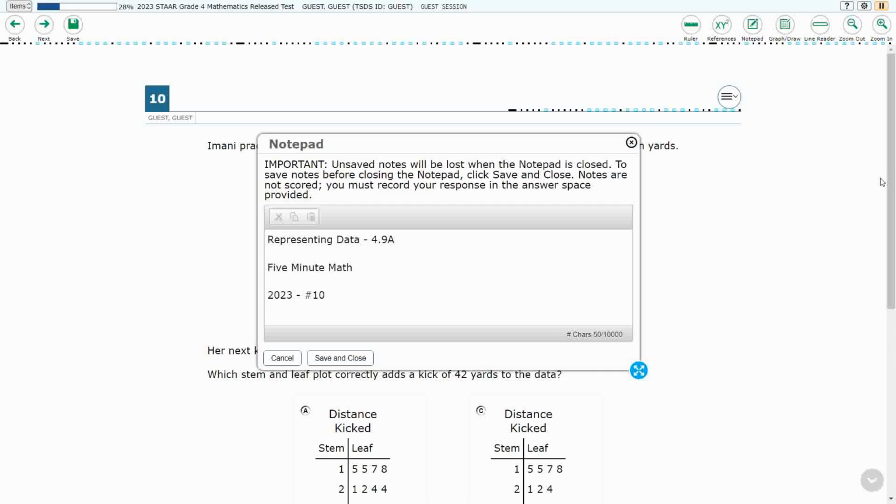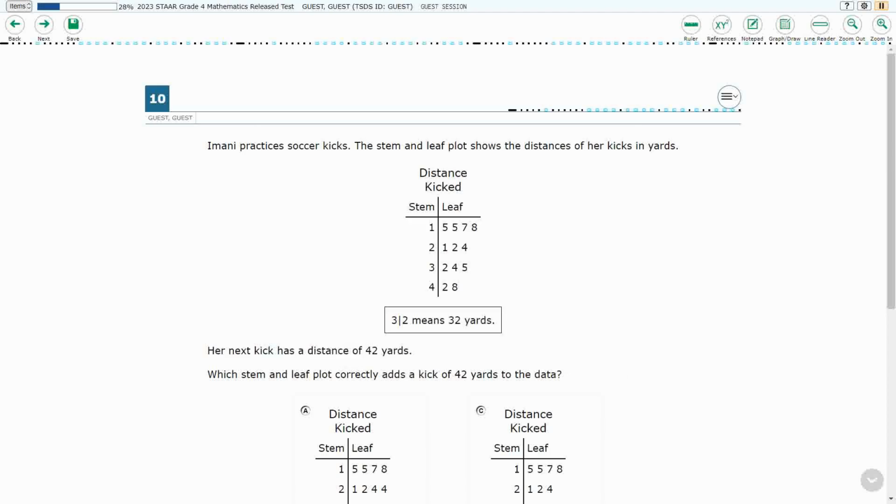Today we are looking at the fourth grade concept of representing data. This is standard 4.9a in the great state of Texas, and we are using item number 10, the 2023 released STAAR test. If you haven't done so already, please pause the video, work this problem out on your own, unpause it, and we will look at our answers together.